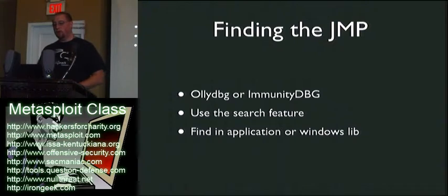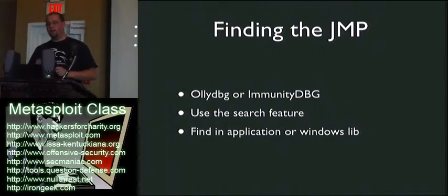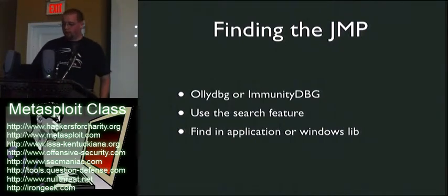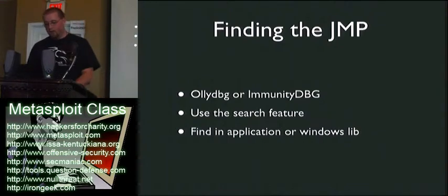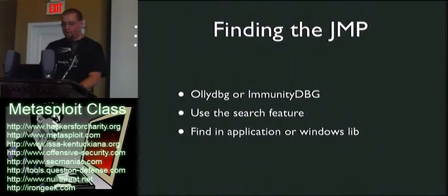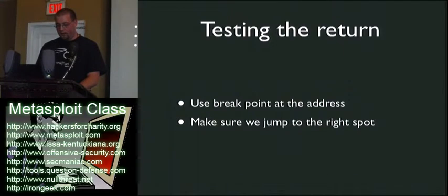So we're going to use Immunity Debugger in this example. You can use Olly. They're very, very similar. We're going to use the search functionality. We need to find that jump in either the application or in a Windows library. Now we're really lucky that we're using XP Service Pack 2 here. We'll just use a Windows library because they're loaded in the same place every time in this example. It's not that way in the rest of the world, and you guys will find out about that later, but it's not really relevant to this.